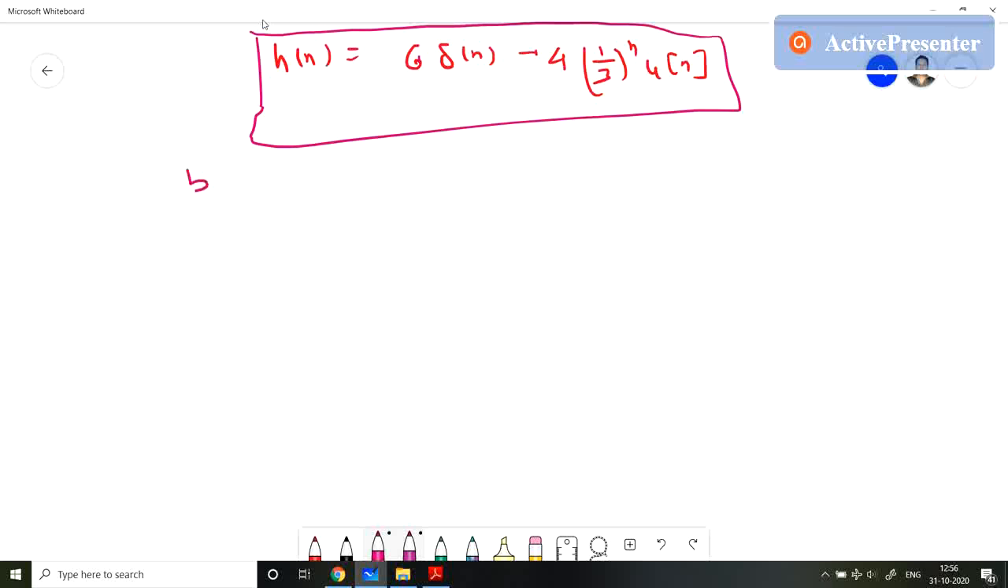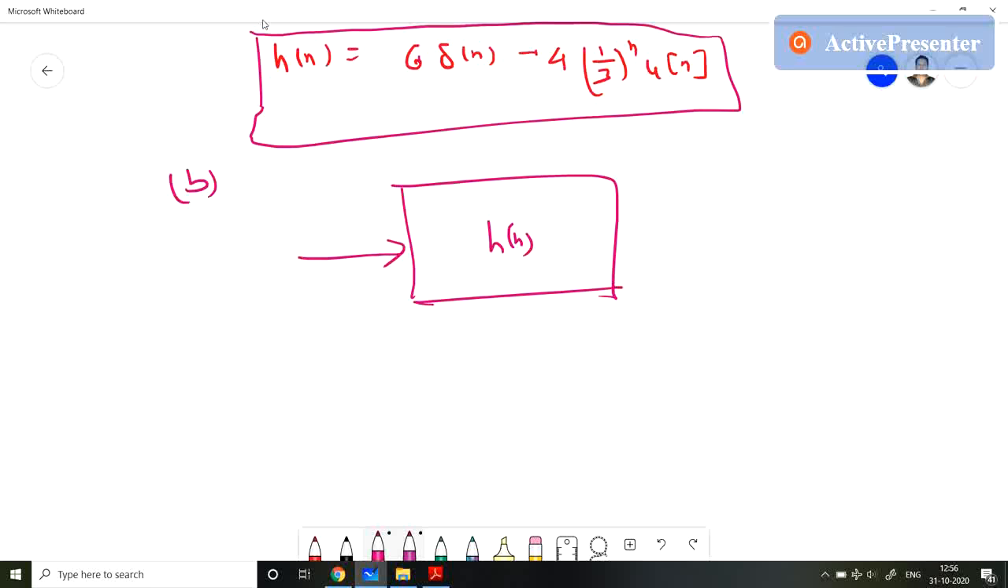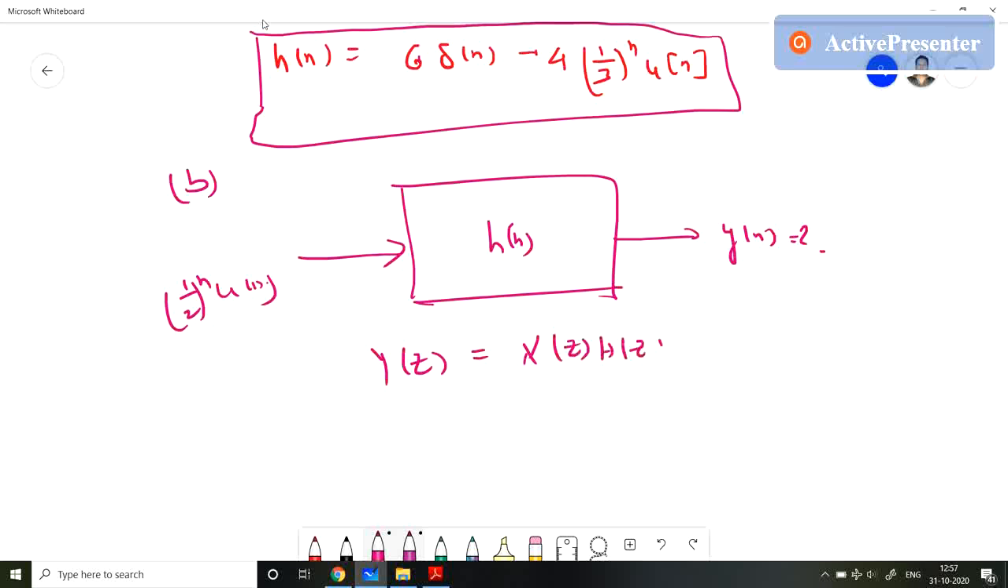Let us do the other, the B part. Now we know the value of hn. If the input we are applying is 1 by 2 raised to the power n u(n), hn we know, and now we need to find the value of yn. So Y(z) is equal to X(z) multiplied by H(z). H(z) we have already found in the previous problem. And what is X(z)? xn is 1 by 2 raised to the power n u(n), so X(z) is equal to 1 divided by 1 minus 1 by 2 z inverse.